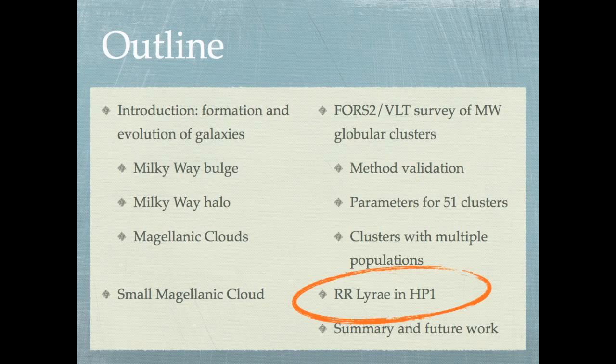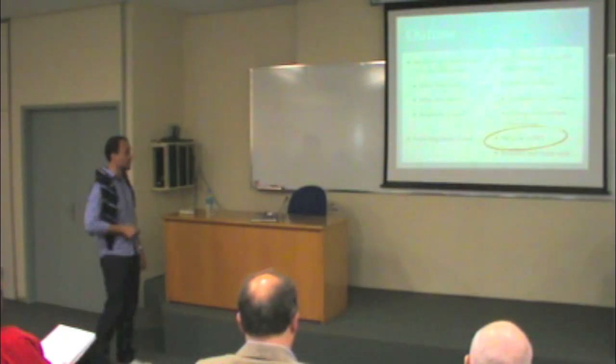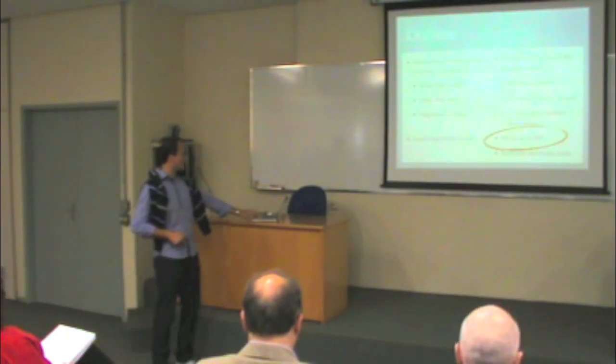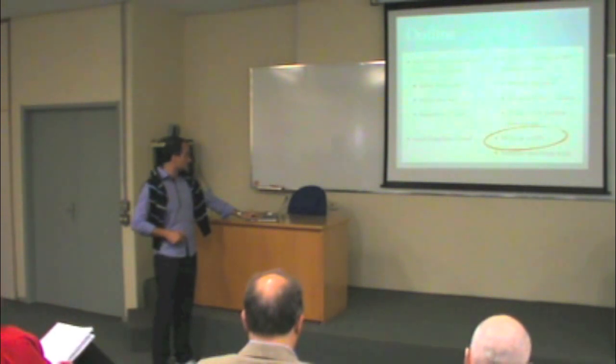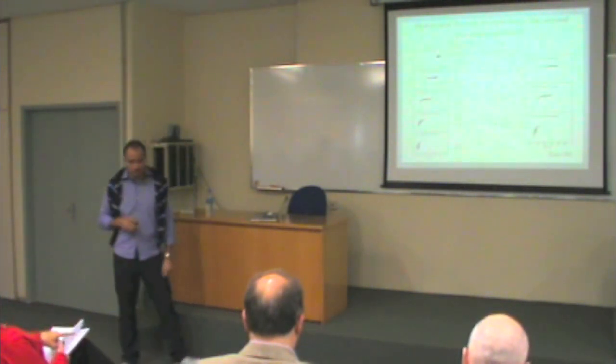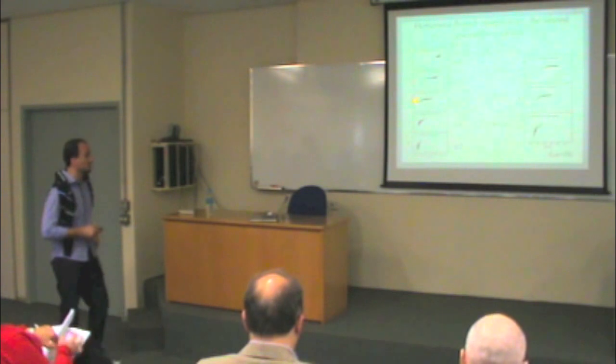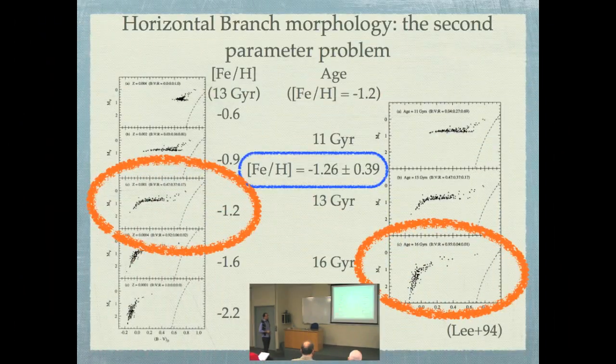Okay, so finally I'll talk about a very interesting cluster in the bulge. It's HP1. And I'll tell you why it's important. But before, I will just remind you about the shape, the morphology of the horizontal branch.